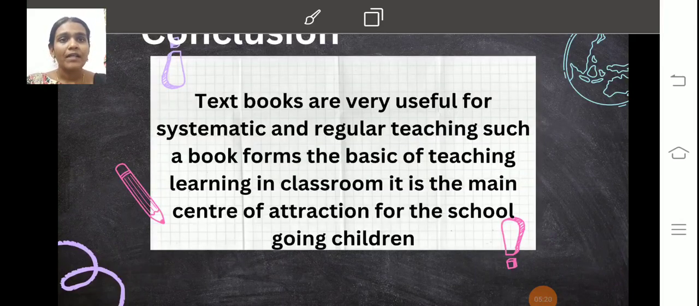In conclusion, textbooks are very useful for systematic and regular teaching. Such a book forms the basis of teaching and learning in the classroom. It is the main center of attraction for school-going students.